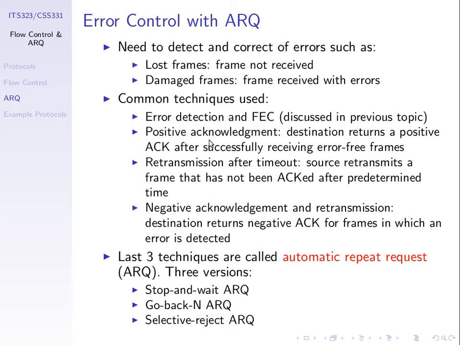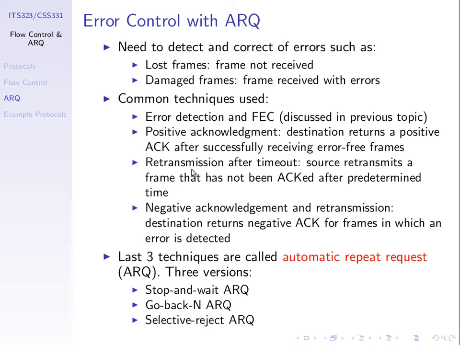So the other mechanisms we use are acknowledgements. We send a frame to the destination and the destination sends back an ACK saying, thank you, that frame is correct. No problems with that frame. That's a positive acknowledgement. I've received the frames with no errors. That's one approach we'll see.